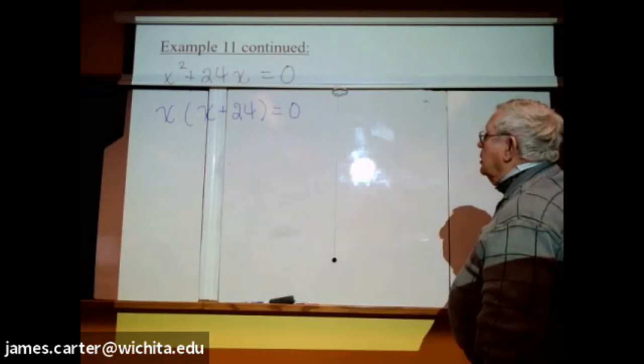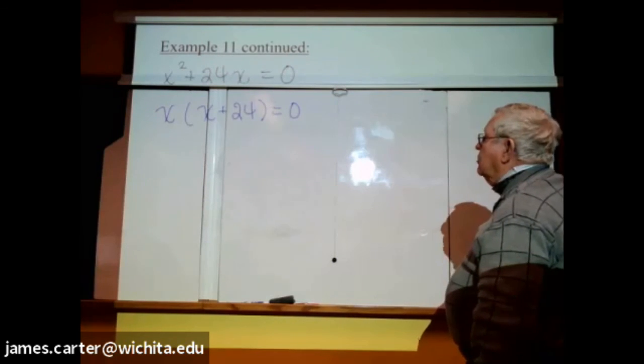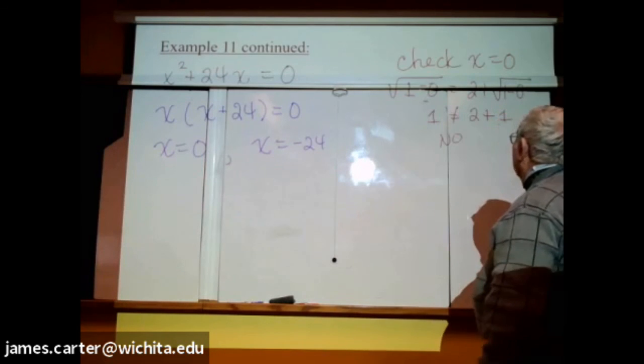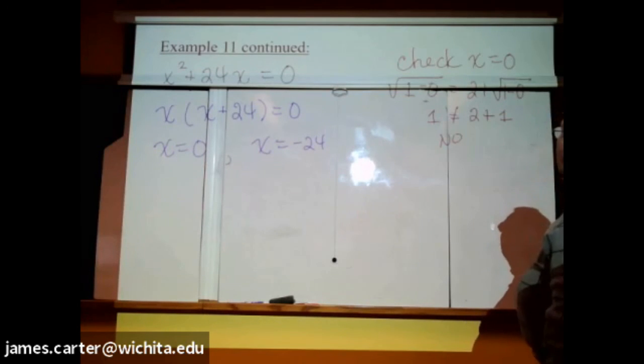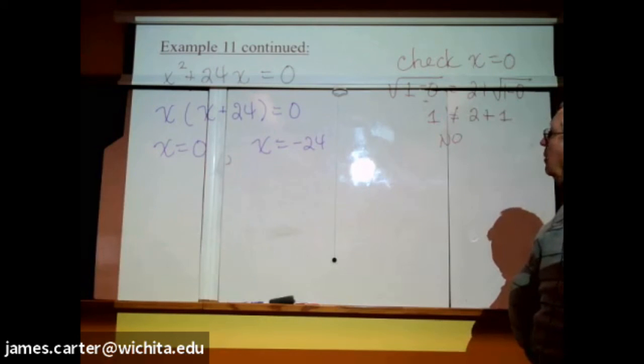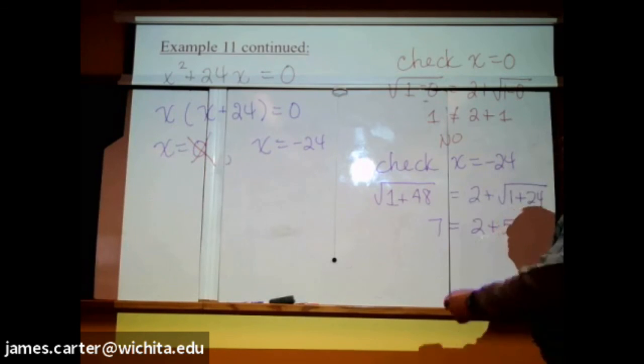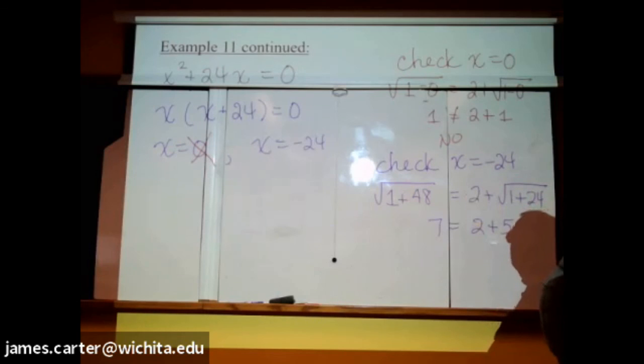Okay, here they're continuing it. They factored out the x from both sides. There's your two answers that I told you. And they're going to check it, and the 0 won't work. The negative 24 does work.